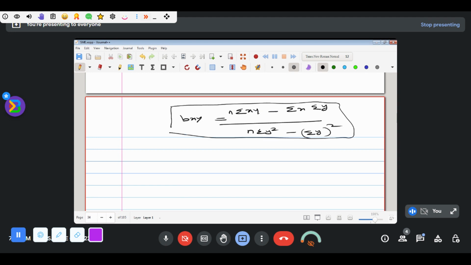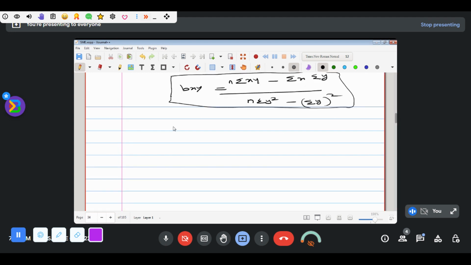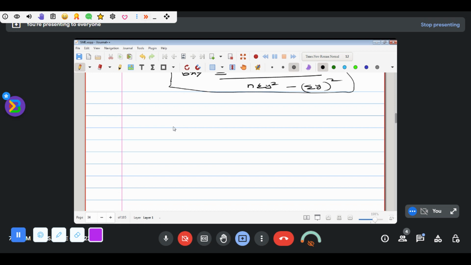Next I am moving to the problem. Question: find the regression lines, x on y and y on x, for the following data.